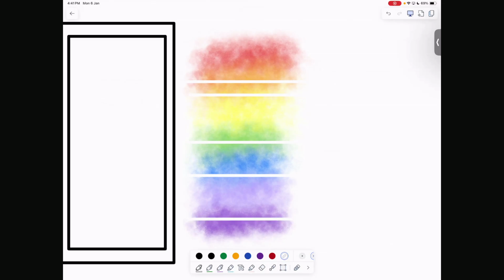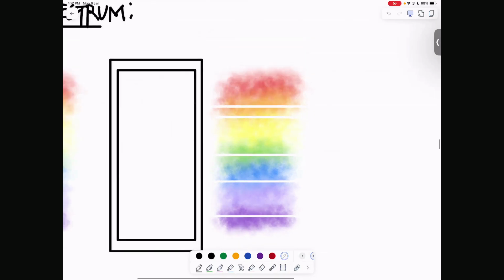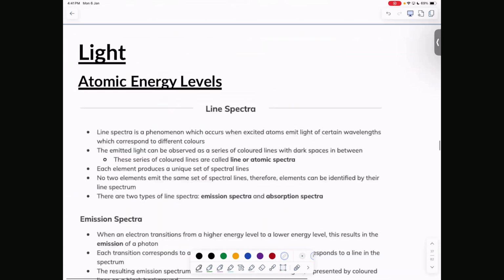An absorption spectrum. So absorption spectrum is the opposite of emission spectrum. In an emission spectrum, you only get the colors that are emitted. In an absorption spectrum, you get all the colors except for the ones that are emitted. You get my point? So you can understand with a diagram better.